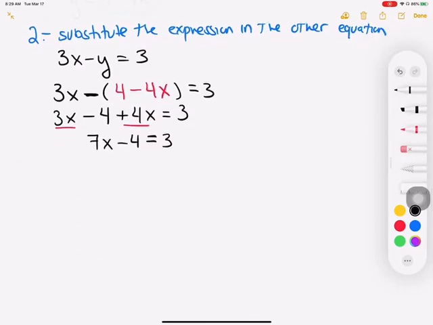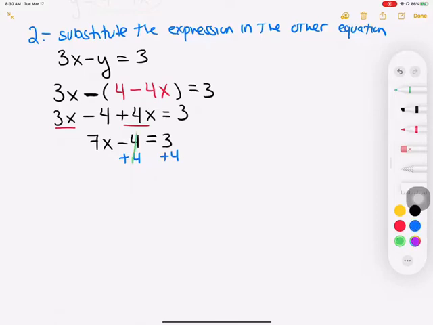Now at this point, I have to send all the terms that have a variable to one side and all the terms that don't have a variable to the other side, the constants or the numbers by themselves. So I have a -4 right next to the 7x. This has to be sent to the right side of the equation. If it's subtracting, the opposite operation of a subtraction is an addition. So I have to add 4 to both sides.